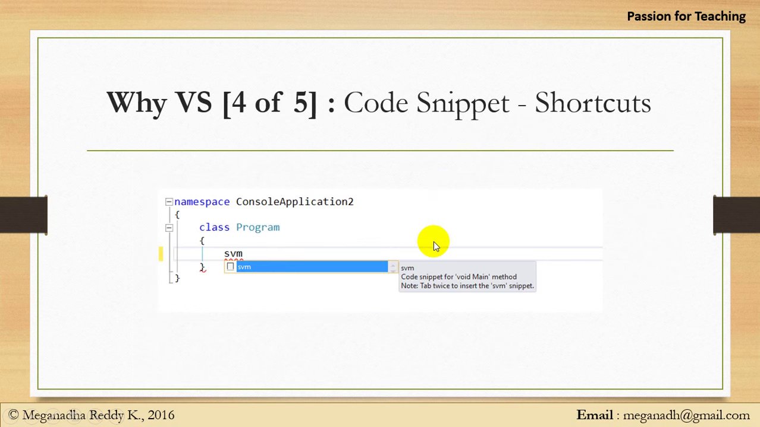And the next one is, there are a lot of code snippet shortcuts available. You just type svm and press tab, and it will generate the code for you. So that is called code snippet shortcuts. Let's see that in Visual Studio now.